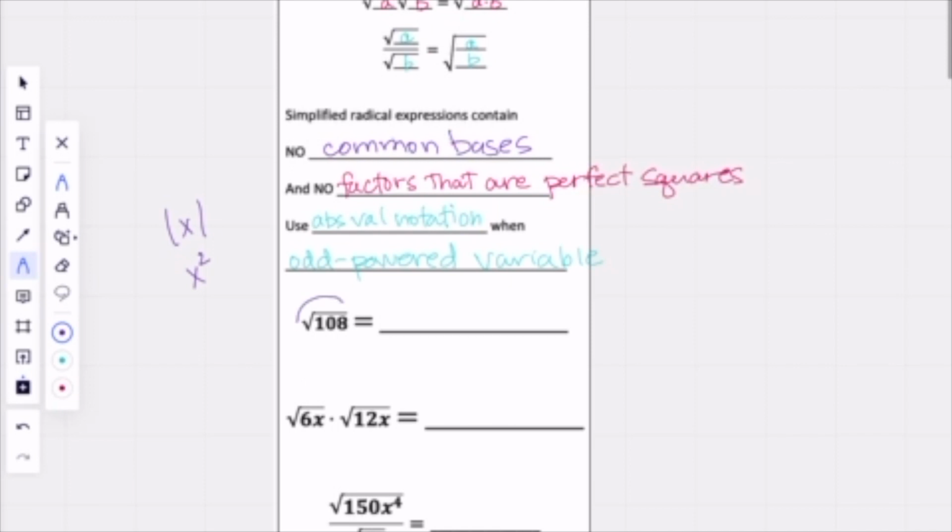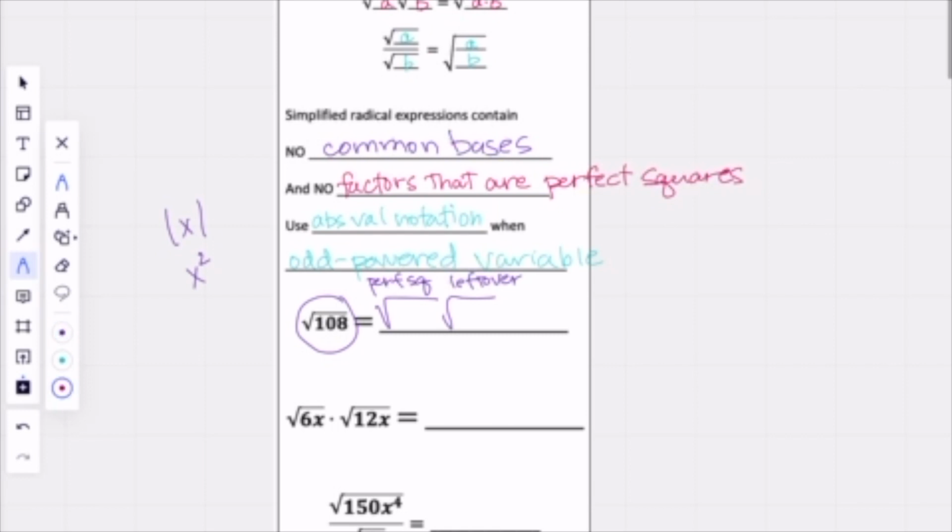When we are looking at simplifying something like this, the square root of 108, we want to break this into two radicals. All right, one of those radicals is going to have a perfect square factor, and this second radical will be whatever is left over in terms of the factors. Now we want the largest perfect square factor that we can find that goes evenly into 108.